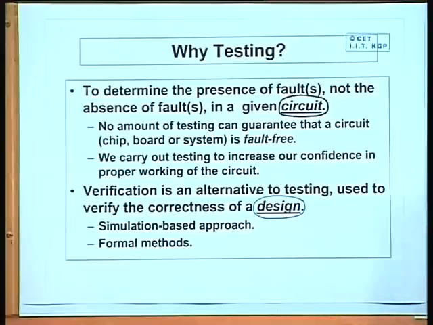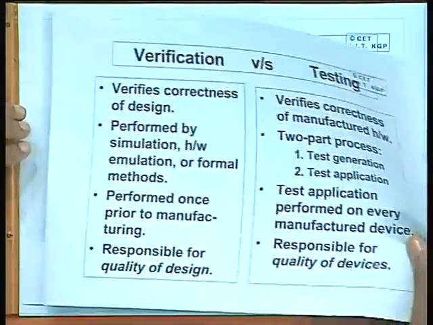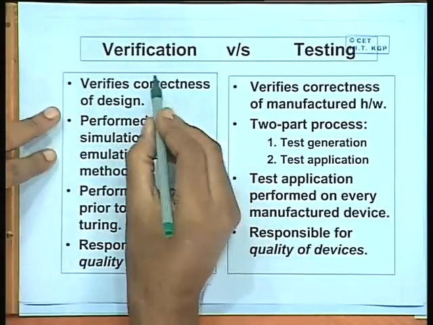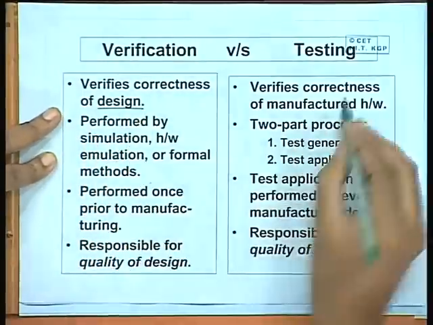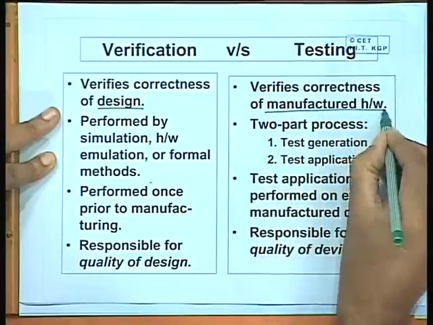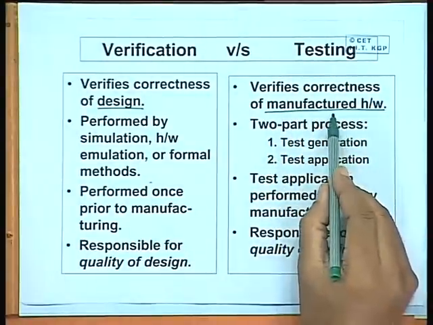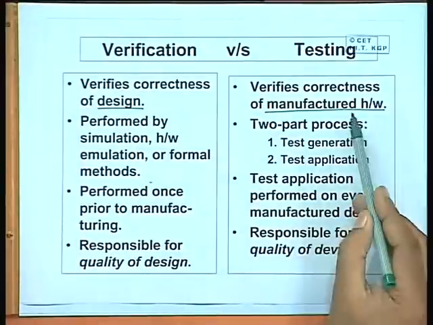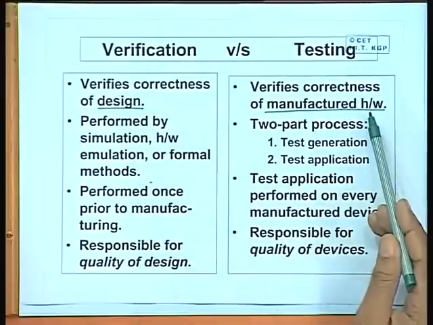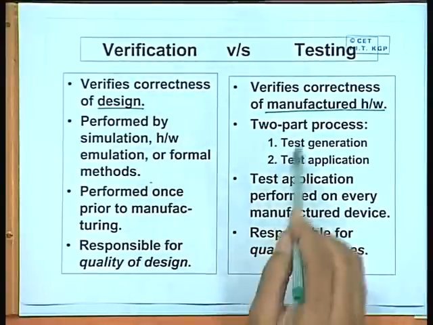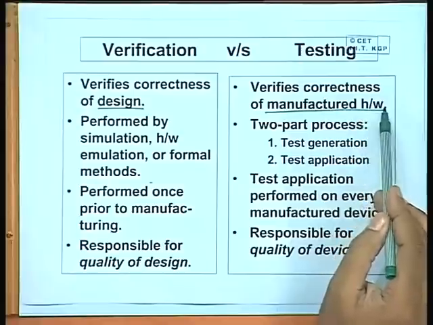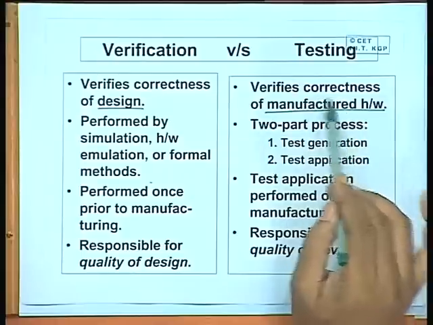So, first let us try to identify clearly the differences between verification and testing. This slide gives a comparative study of these two. The first thing is that the task of verification is to verify the correctness of the design, while the objective of testing is to verify the correctness of manufactured hardware. Now, manufactured hardware can be a gate level circuit which you have fabricated on a breadboard, a field programmable gate array, FPGA, or an application specific integrated circuit. So, when we are testing, we have a hardware which you can feel, to which you can apply an input and observe the output. We have such a hardware and we want to verify the correct operation of that.